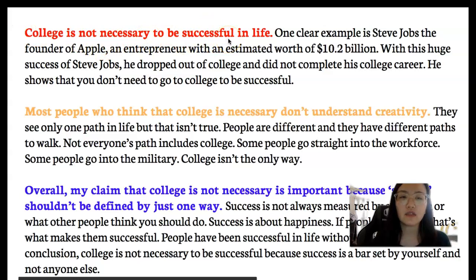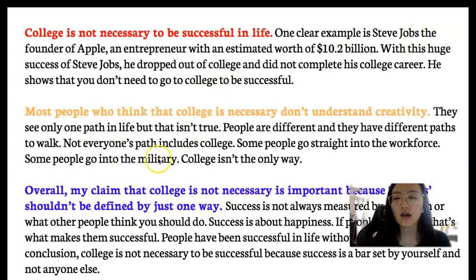"One clear example is Steve Jobs, the founder of Apple, an entrepreneur with an estimate worth of $10.2 billion. With this huge success of Steve Jobs, he dropped out of college and did not complete his college career. He shows that you don't need to go to college to be successful." So this is their claim with their evidence. This is a very clear example of ethos, right? They use someone who's very well known.